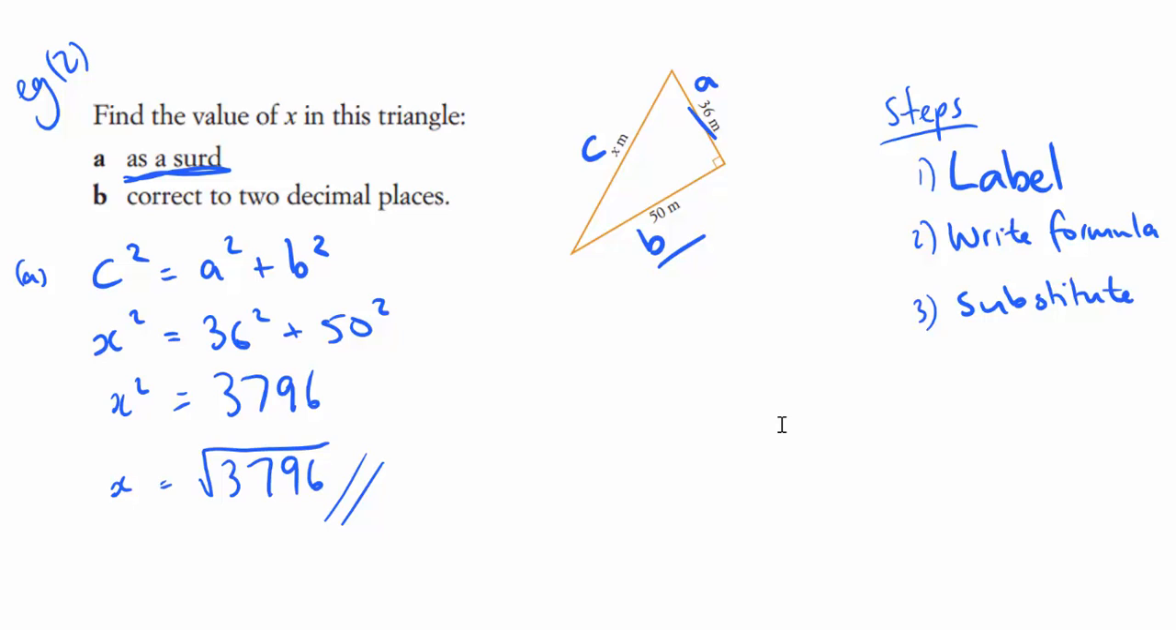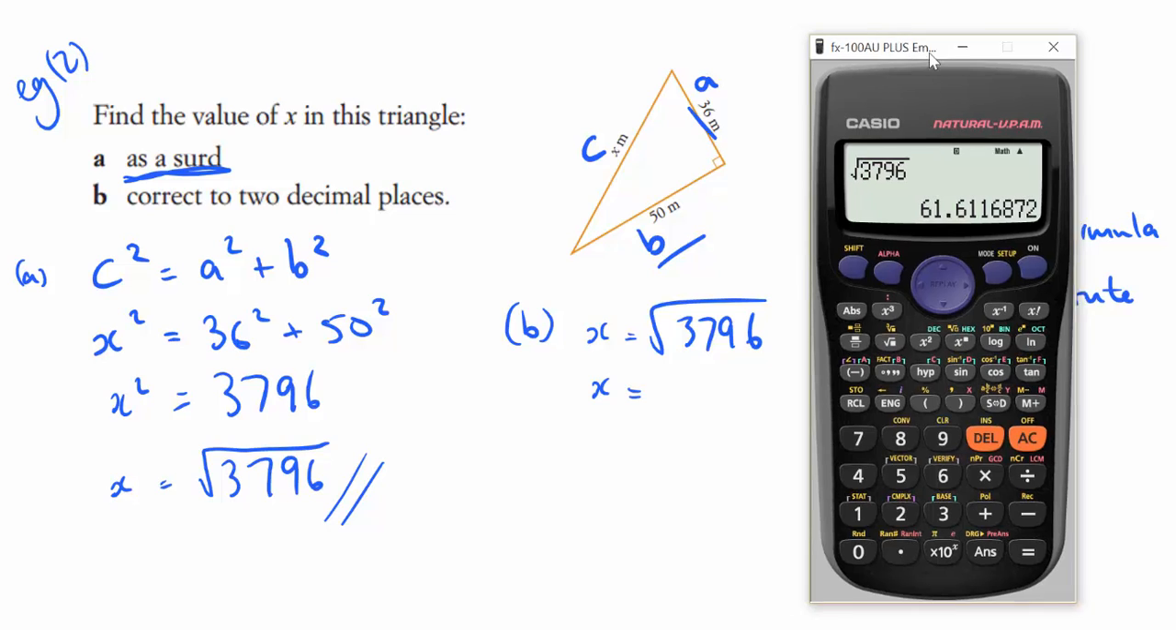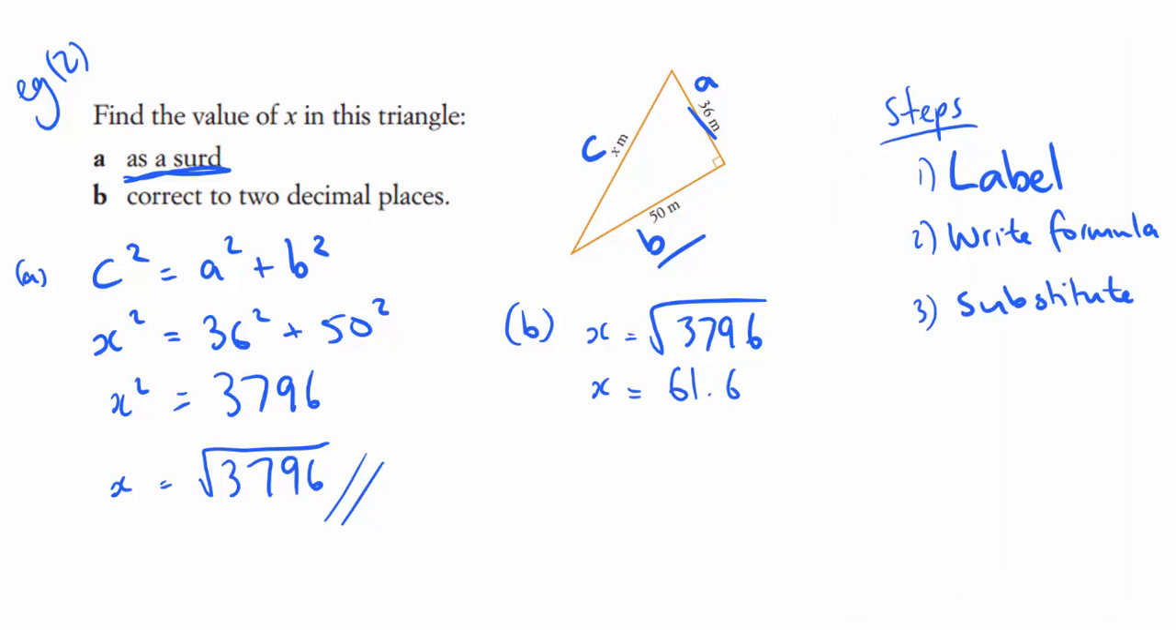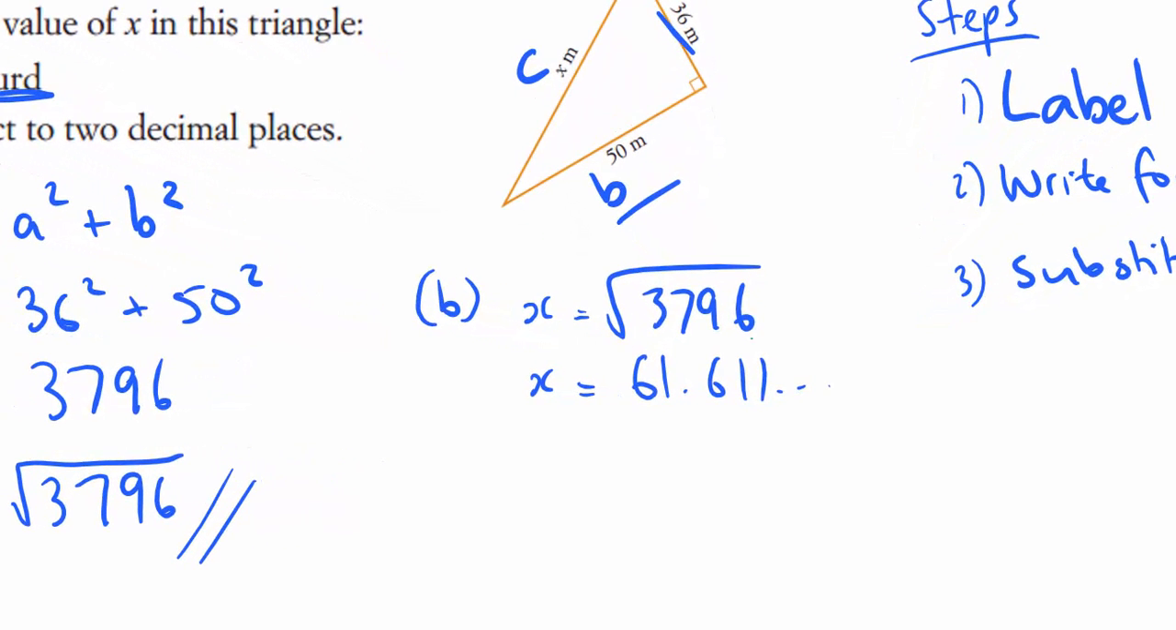Part B, though, says answer correct to 2 decimal places. So I know that x equals root 3796, and I just put that in my calculator, which gave me 61.6116. It keeps going. Let's write it to 3, so 61.611. 61.611 keeps going. Here, when I round, I put a line after the second one. This is not 5 or above, so I'm not going to round.